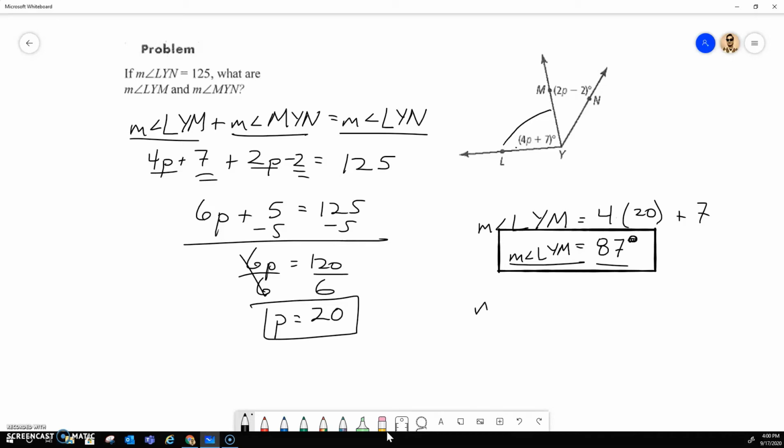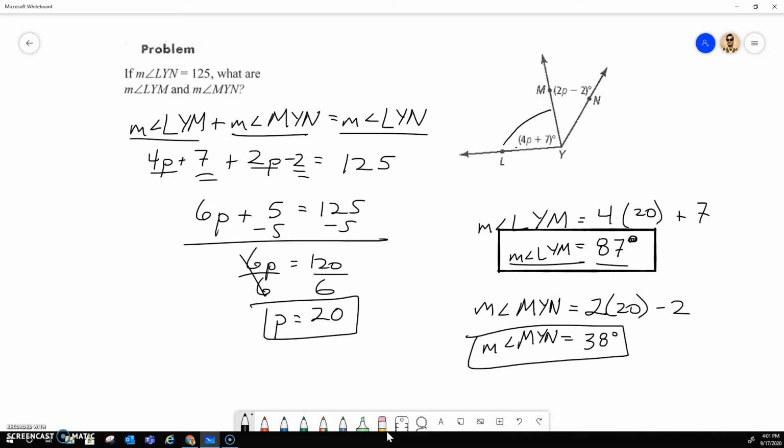And in the same fashion, we're going to say the measure of angle MYN is equal to, I'm going to write the algebraic expression, leaving a space for p. So it's 2 times p, where p is now 20, minus 2. And of course, all of that is degrees. So 2 times 20 is 40, minus 2 is 38. So I have 38 degrees. That is the measure of angle MYN.